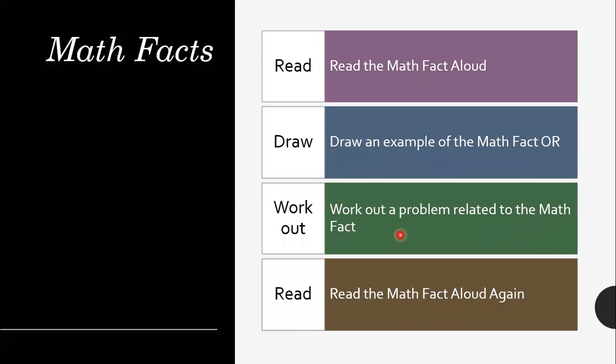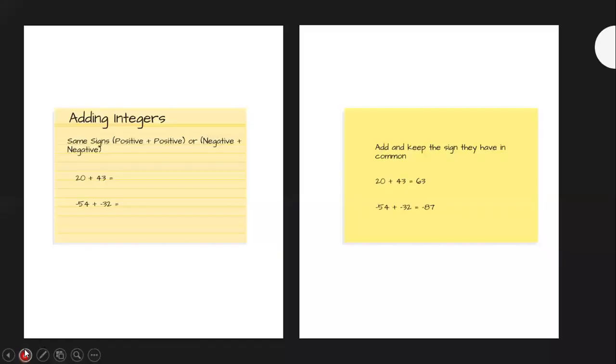So the system for the math facts is when you're labeling the cards, you're going to read the math fact aloud. You're going to draw an example of the math fact, or you're going to work out a problem related to the math fact. And then you're going to read the math fact aloud again. So this is what you're going to do with the index cards, but what do you put on the index cards exactly?